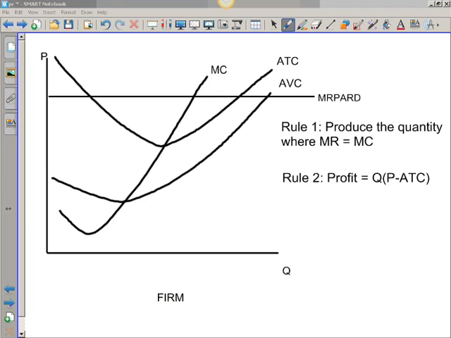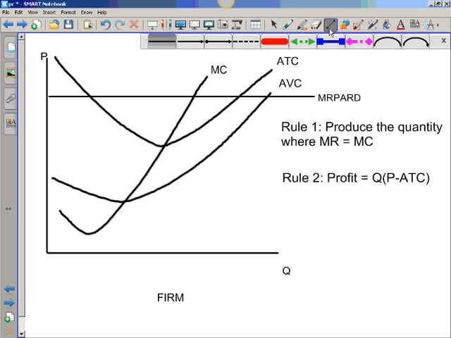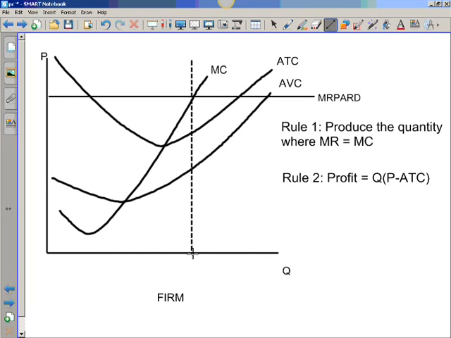Now that we've looked at how firms determine the profit maximizing quantity and how they use that quantity to determine what their profits will actually be, we can go on to show those profits on a graph. So we said rule number one, we're going to produce where MR equals MC. So automatically we know that if this firm were real, they would be producing this quantity, because that's the quantity where MR equals MC.